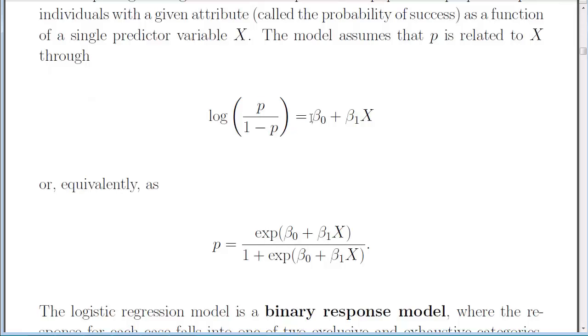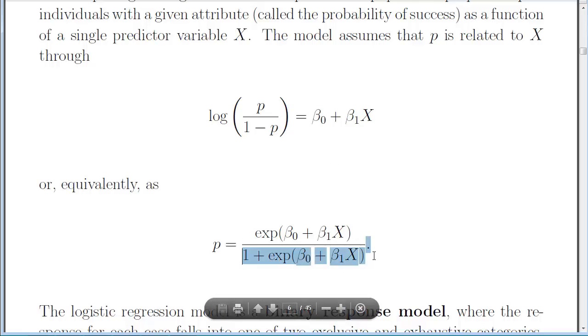So once we've estimated our betas, we want to estimate P from that. If you solve for P, you'll actually get this equation here: e, the natural exponent, raised to the right-hand side power, beta naught plus beta 1x, divided by 1 plus that same quantity. And that is our estimate for P.